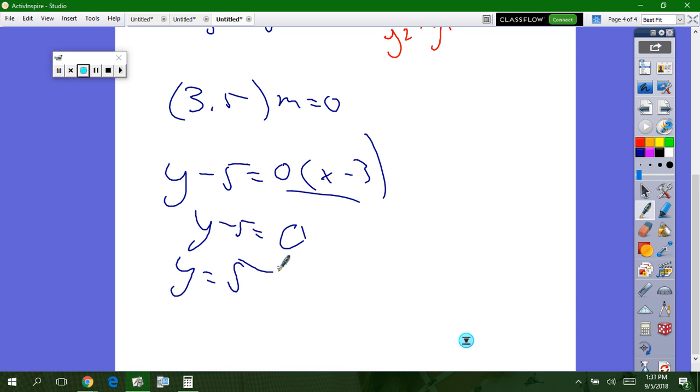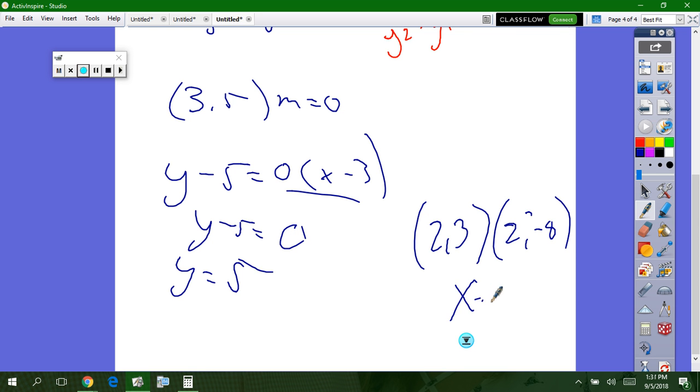What would this one give us as a slope? x equals, notice our slope would be what? Would it be 0? It would be undefined. And you'll notice that because, let's say you had the points 2, 3 and 2, negative 8. Notice you should be able to see that they're the same x's, right? So you could just say, oh, this is x equals.